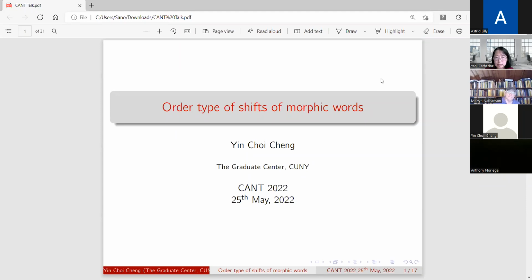The topic of my talk is order type of shifts of morphic words. This is a topic given by my advisor, Professor Kevin O'Brien. So this technically falls under the category of combinatorics on words, but some of the examples that I will be giving today have some kind of number theoretic flavor. So hopefully the audience will enjoy.